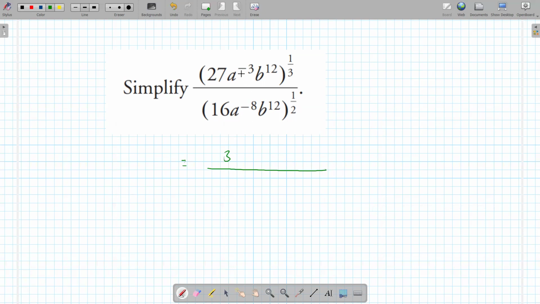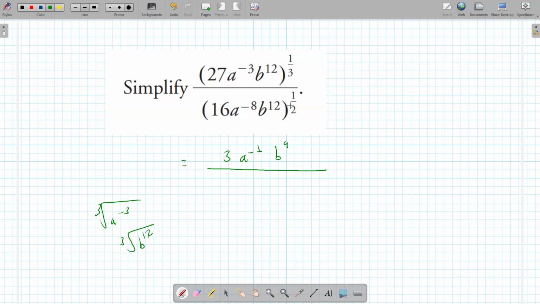So you just divide them. Cube root of a negative 3, just do negative 3 over 3, you'll get negative 1. Cube root of b^12, you just divide this by the index. What's the power of b? It's 4.